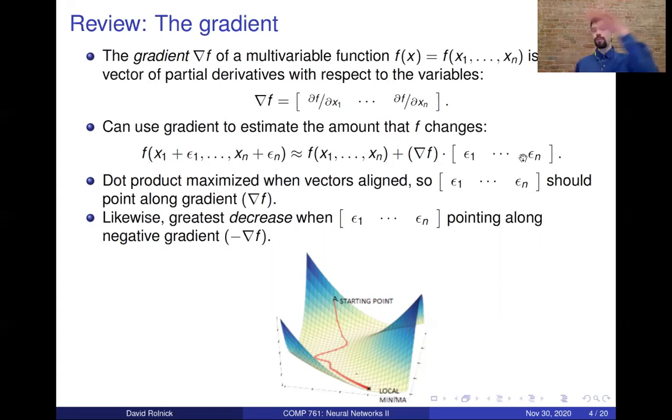And we proved this a number of lectures ago, where, in order to approximate the function at the new point, you take the function at the old point, and you add the gradient dotted with the perturbation.